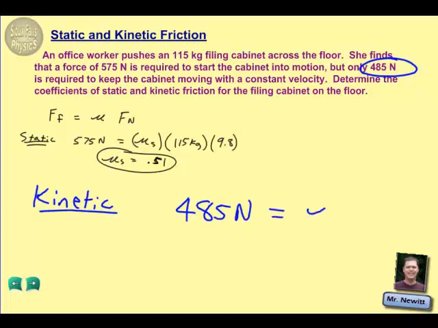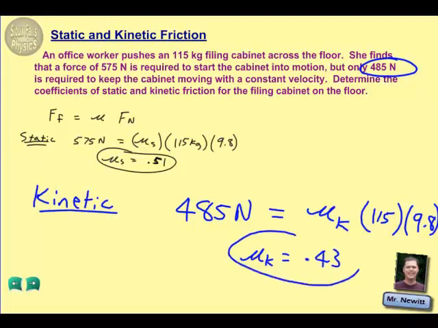That's equal to the coefficient of kinetic friction times, again, that normal force, which is my 115 kilograms times my 9.8. So multiply that together, and for the kinetic friction coefficient, I get a value of 0.43. It's definitely less than the static friction, which we would expect because it took less force to keep the filing cabinet moving once it was already in motion.